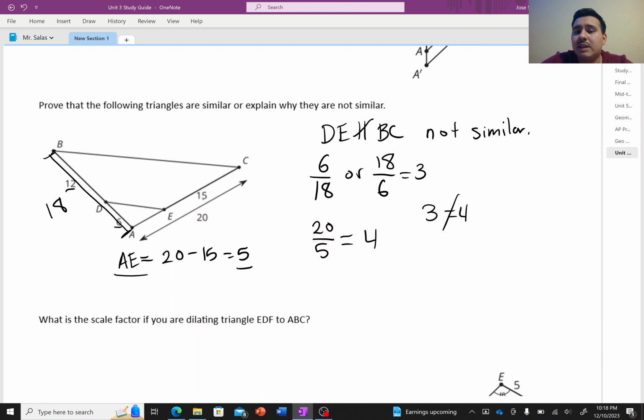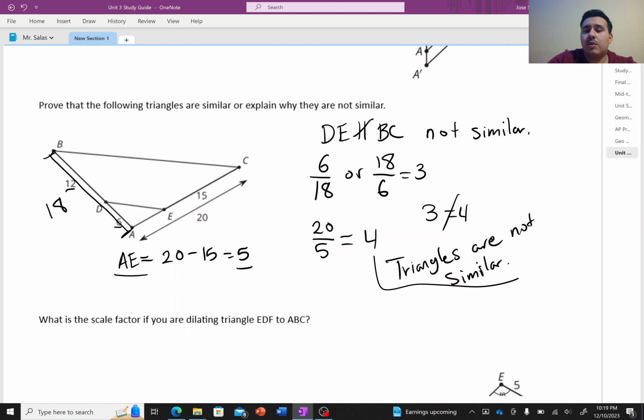So that means we can say the triangles are not similar. That is how we prove that the triangles are not similar.